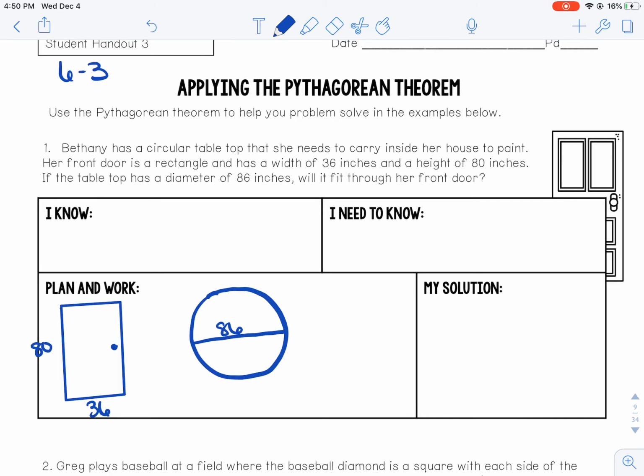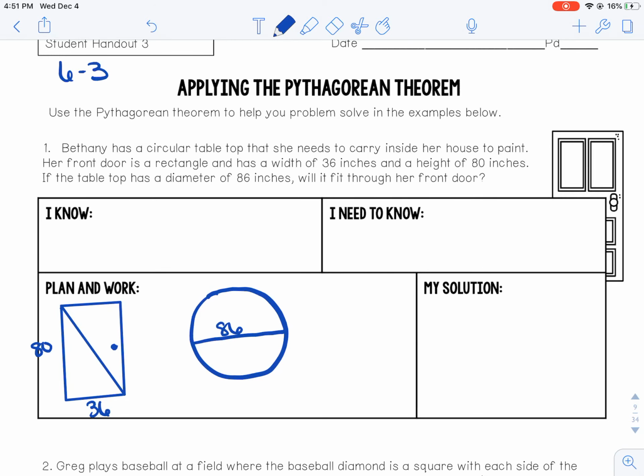Okay, so what I know is that I can't carry it straight through because it's only 36 inches wide and the tabletop is 86 inches wide, so that's not going to work. And I can't carry it straight up and down through the doorway either because it's 86 inches high and the doorway is only 80 inches high. So what most of us would think to do is if we can tilt it. Okay, so that's what we're going to be looking at doing with this to see if we have enough room to tilt that tabletop to get through.